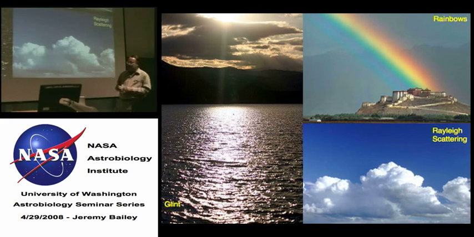Rainbows, which are due to scattering off liquid water droplets; glint of light reflected off a water surface, which is a possible technique for looking for oceans; and Rayleigh scattering, which is simply light scattering off molecules. It's what causes the blue sky. All of these phenomena, if you looked at them through Polaroid sunglasses or any polarizing filter, you will see that all of these are very highly polarized. And that's how we can detect them polarimetrically.